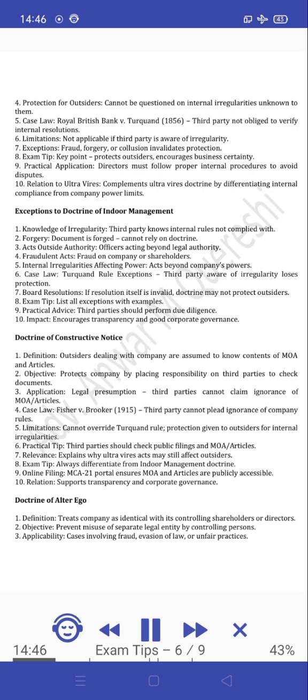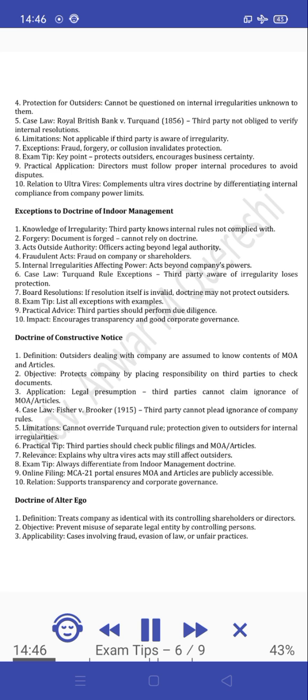Exceptions to doctrine of indoor management. 1. Knowledge of irregularity. Third party knows internal rules not complied with. 2. Forgery. Document is forged. Cannot rely on doctrine. 3. Acts outside authority. Officers acting beyond legal authority. 4. Fraudulent acts. Fraud on company or shareholders.